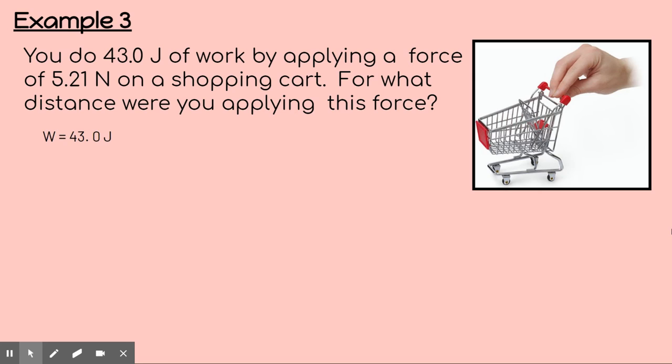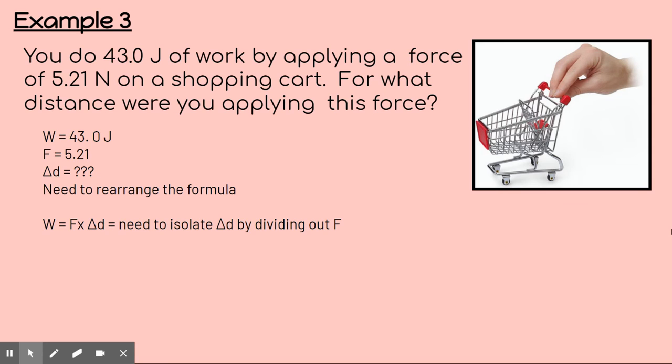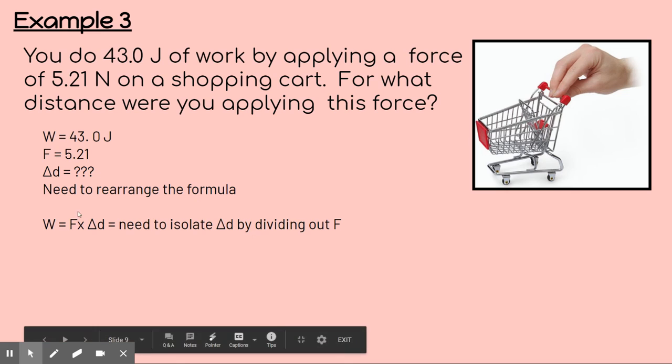So again, put your variables down. Work is 43 joules. Force is 5.21 newtons, it should say. I forgot my units there. I'm solving for distance. So we need to rearrange this formula because the original formula is force times delta D. We need to isolate delta D to be all by itself. How do we do that?